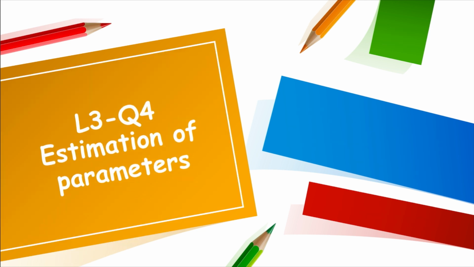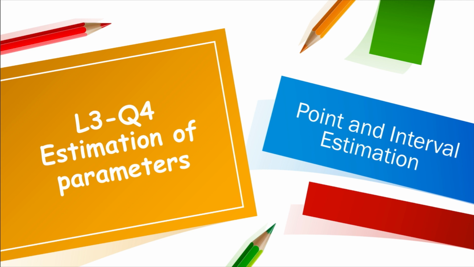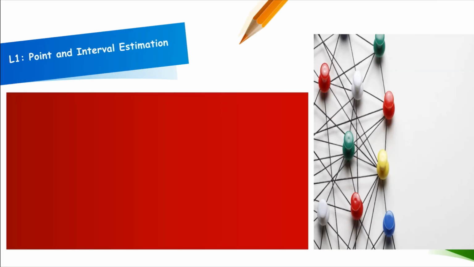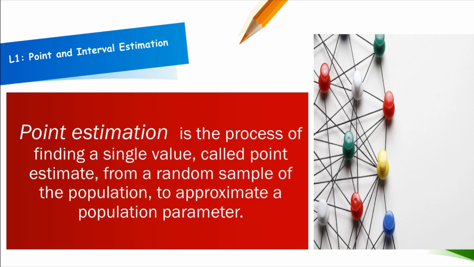So for today's video, let's talk about Lesson 3, Quarter 4, the estimation of parameters. First topic is the point and interval estimation. What is point and interval estimation? Point estimation is the process of finding a single value called point estimate from a random sample of the population to approximate a population parameter.